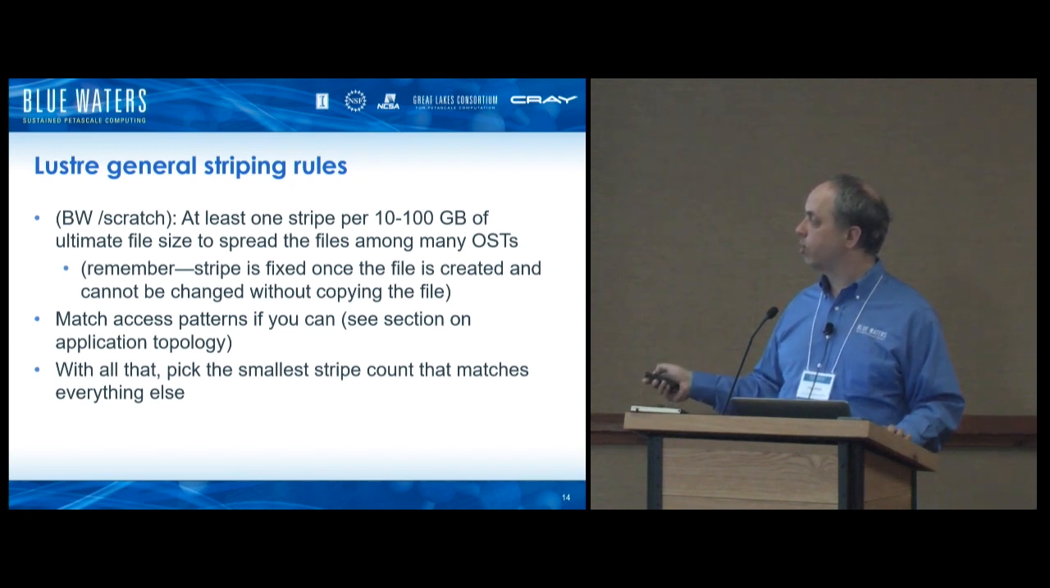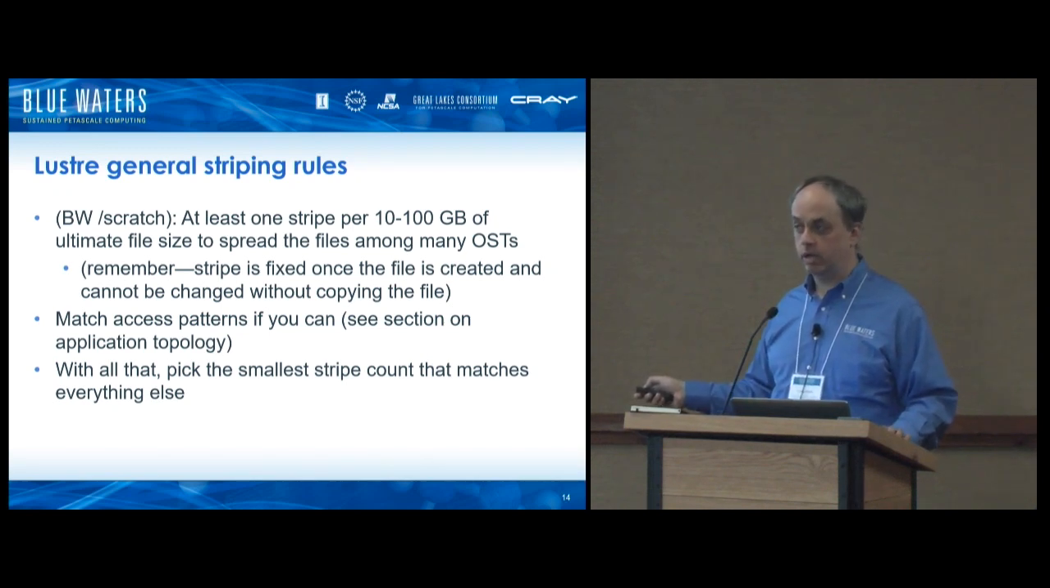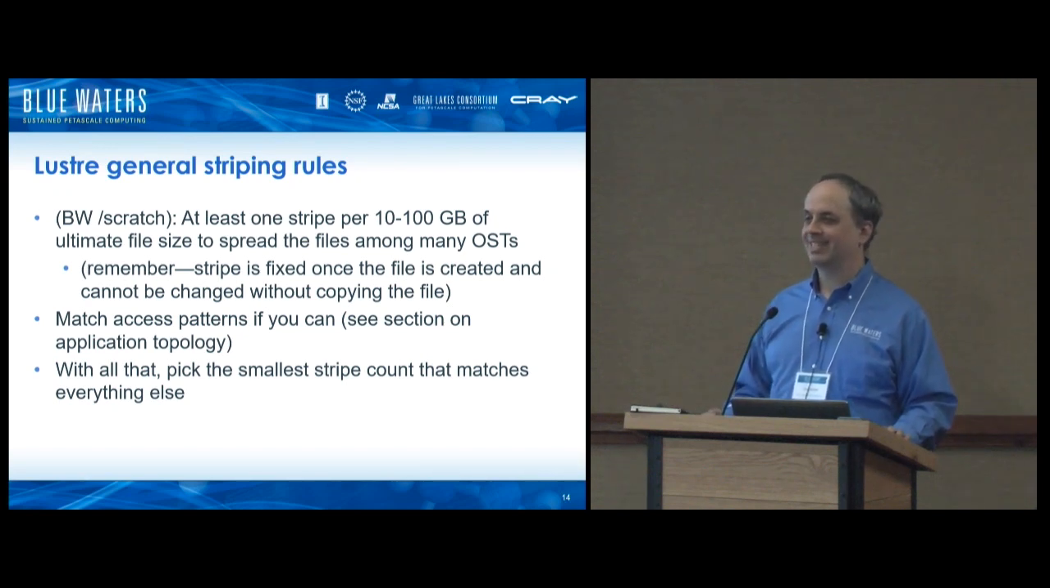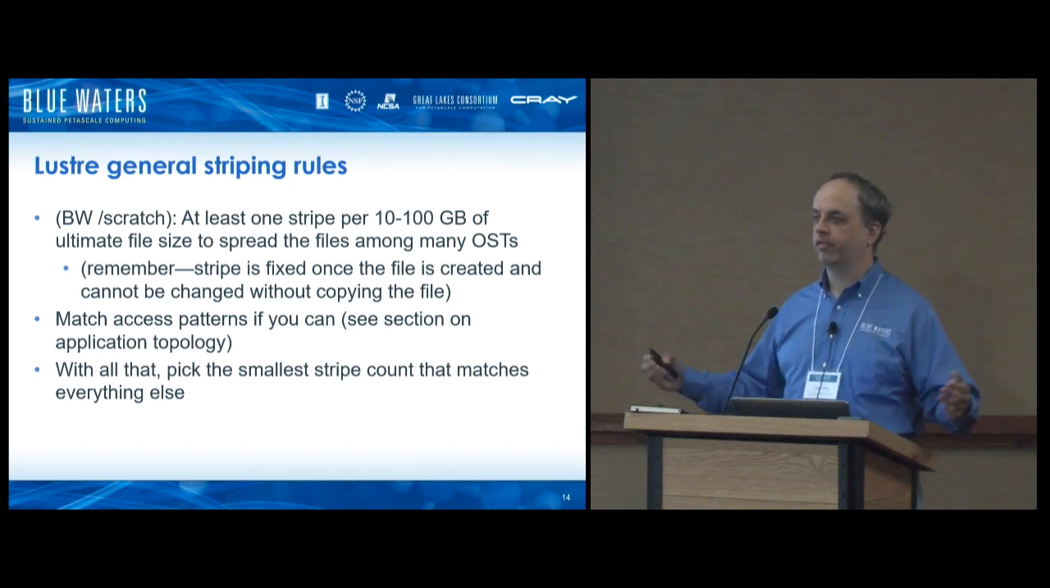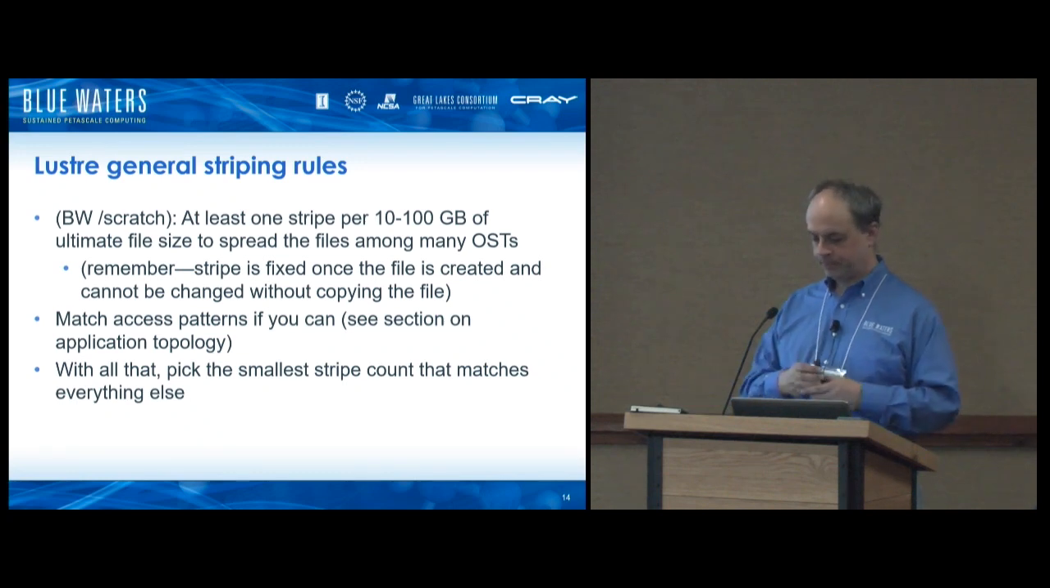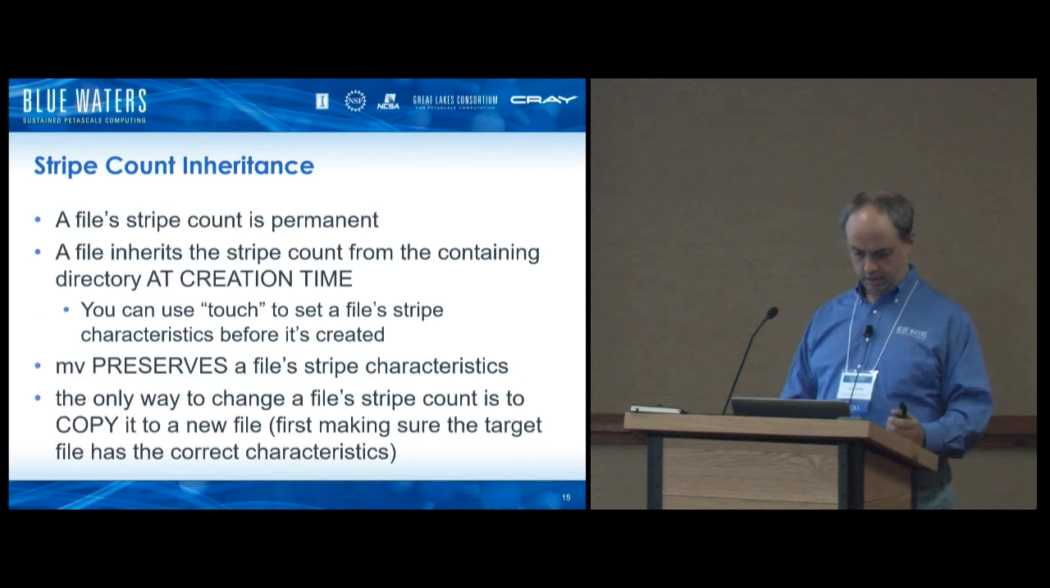You also want to stripe according to the access patterns of your code, which is something that you'll need to know about, and I will mention that later. With all of that, pick the smallest stripe count that makes sense. There's no point in striping your 1 megabyte files 160 wide. That doesn't actually help you. So, any questions?